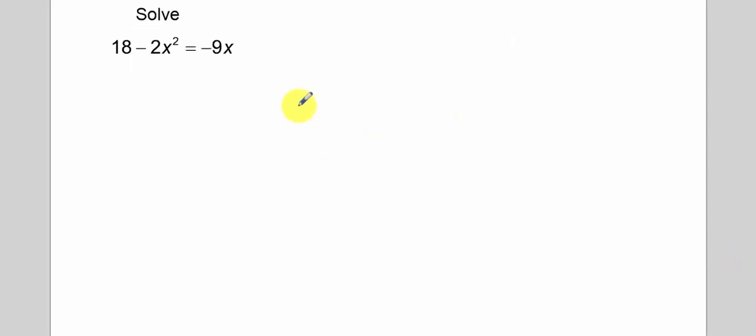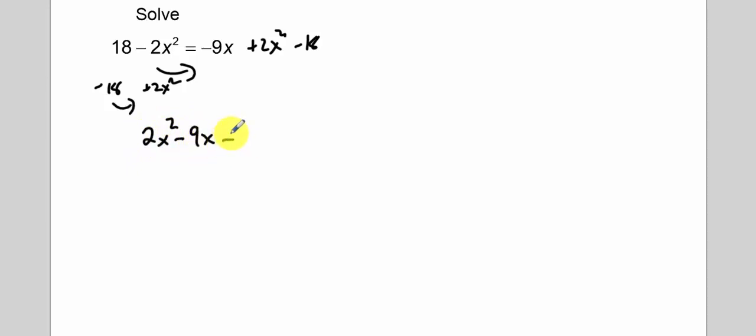Similar problem. It's always my intent to try to keep my a term positive. So I'm going to take the 2x over to this side by adding 2x and the 18 over to this side as well by subtracting 18. So if I add 2x squared and subtract 18, I'm going to write this in descending powers of x, like so, and set that equal to 0.